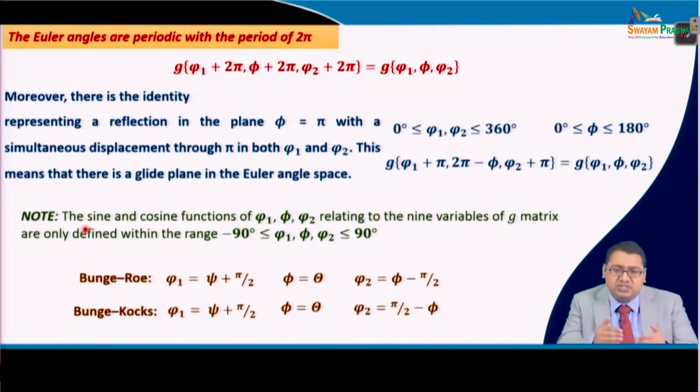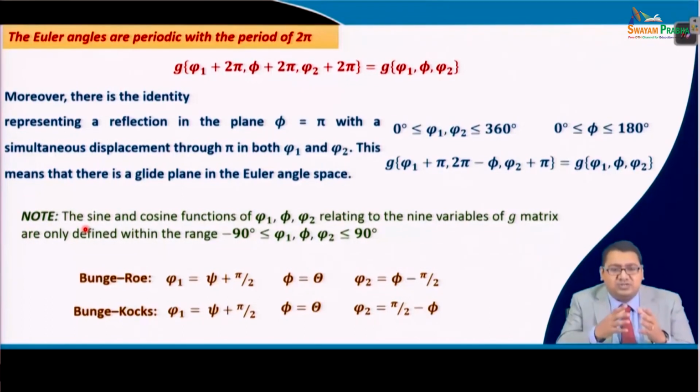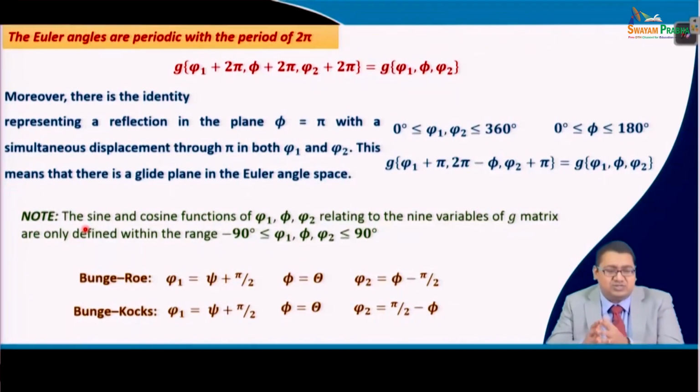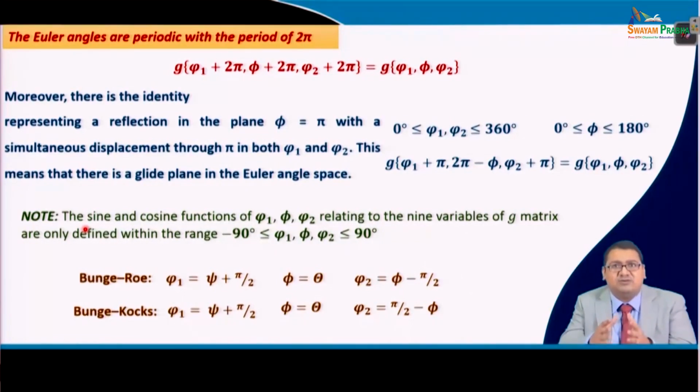So, if we have to extract information on the Euler angles and the Euler space which use the notations of Roe and Cox, we should know the relationship between Bungé's notation and the notations of Roe and Cox, because they give similar angular rotations phi 1, phi, phi 2, but in a different manner. That will lead to a change in the positions of the components and the fibre formation, right.